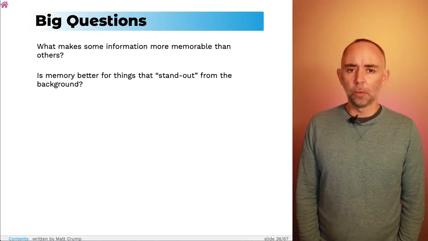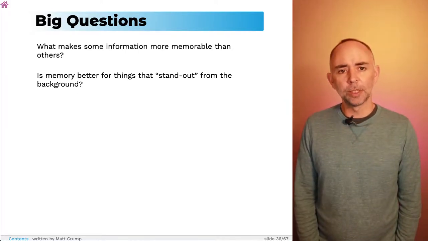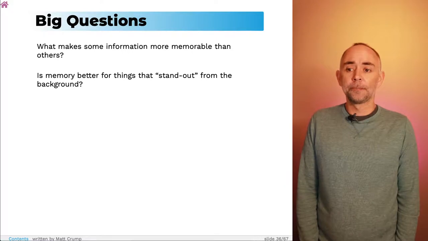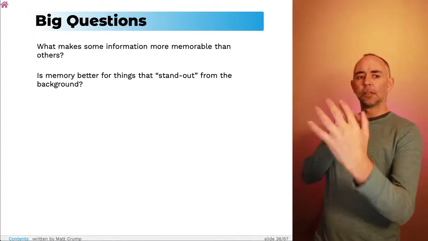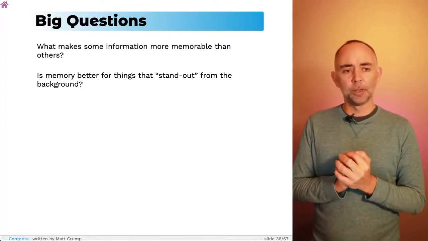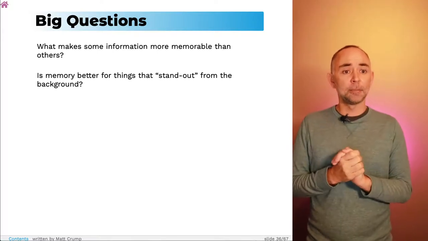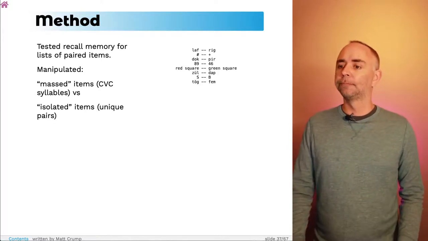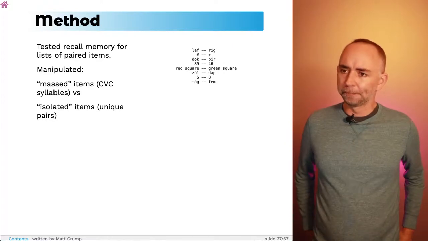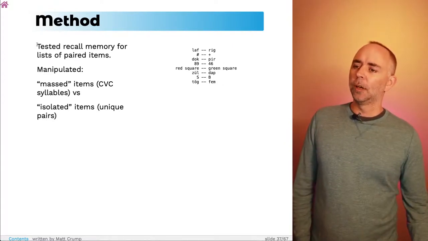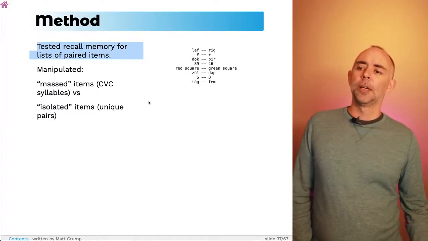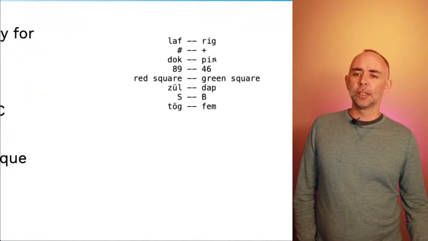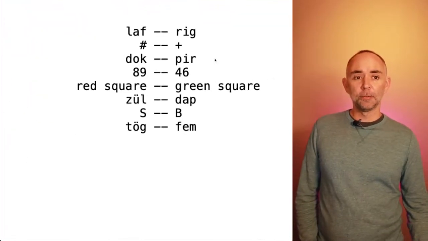And today, people continue to debate and try to understand what it means to be distinctive. Here's some of the big questions. One, what makes some information more memorable than others? And is memory better for things that stand out from the background compared to things that blend into the background? Here's what von Restorff did. She tested recall memory for lists of paired items. Here's a list of paired items, and this is taken right from her paper. This is the kind of thing that people saw.